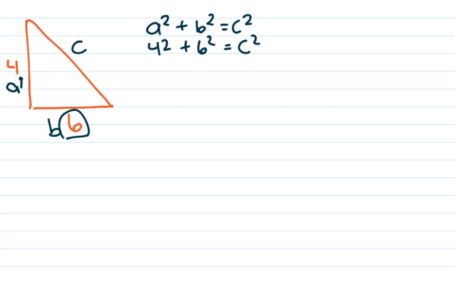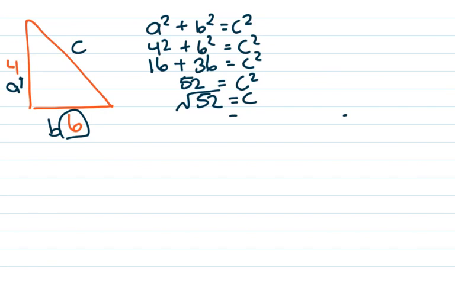4 squared is 16. 6 squared is 36 equals C squared. 16 plus 36 is 52 equals C squared, but I need to find C, so I'll take the square root of both sides. The square root of 52 equals C, and that is approximately 7.21. So the side length C is 7.21. B says find the missing length again.